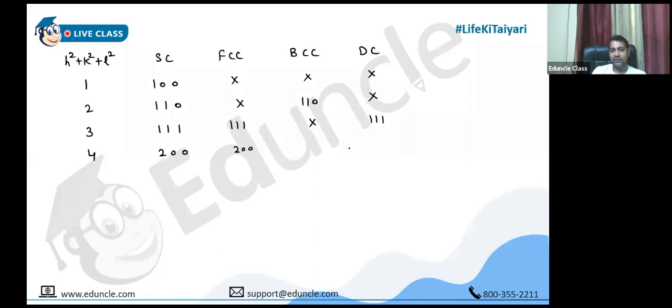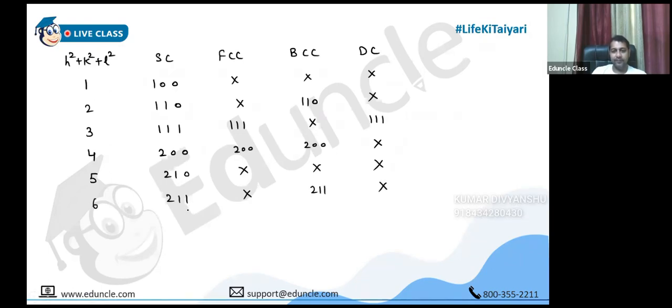Can we get 5? Yes, 210. This is the mixed case, so it is not there, not there, not there, because the sum is odd. Now, is 6 there? Yes, 211. This is again a mixed case, but this will be present over here because the sum is even. We cannot get the sum 7 by any means, H square plus K square plus L square.